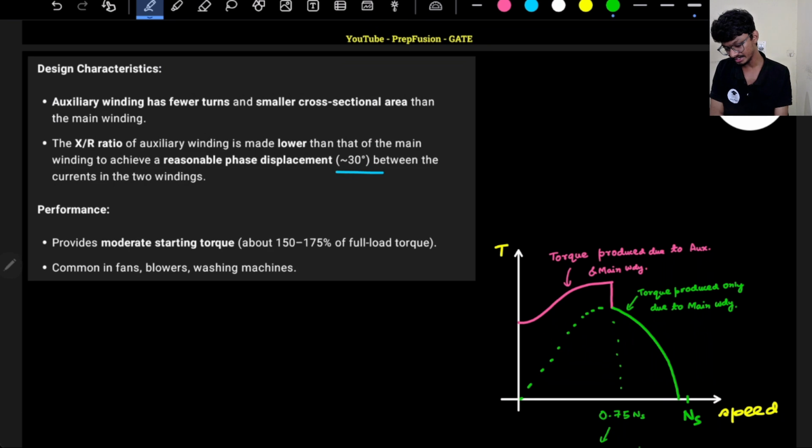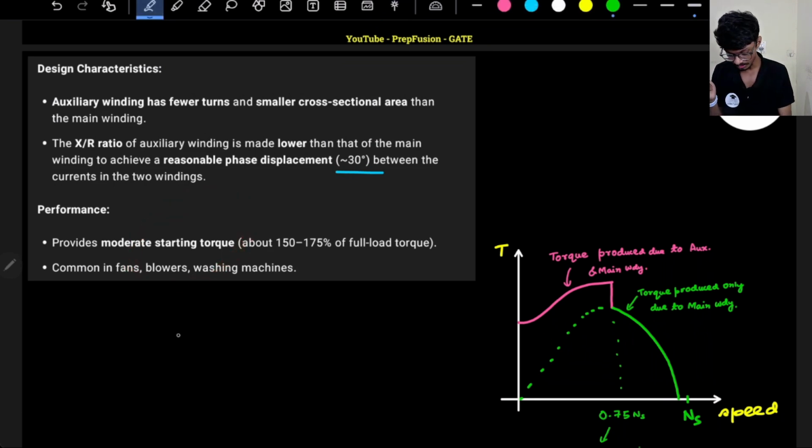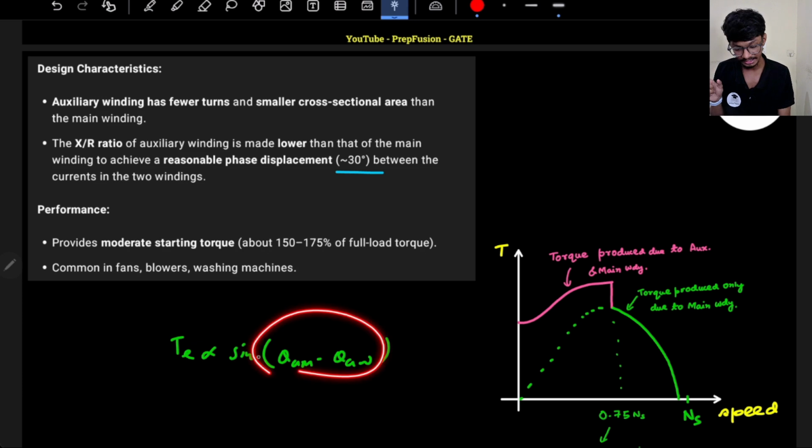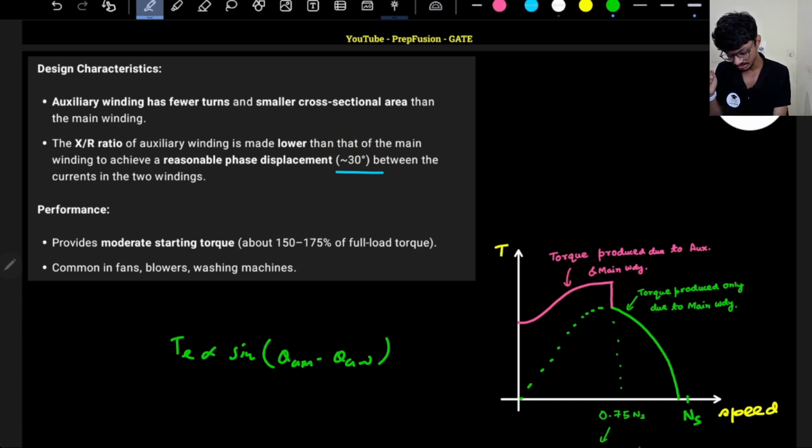So it provides moderate starting torque, because the higher the phase angle, the higher the torque, right? My torque is proportional to the sine of the angle between theta main and theta aux. So the higher this angle, the higher the torque. This is 30, so I will get moderate starting torque. If this is high, the starting torque will be much higher. We will see how I can get higher torques. Generally this is used in fans, blowers and washing machines.